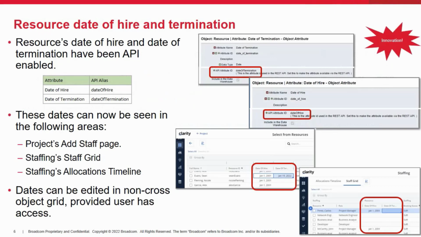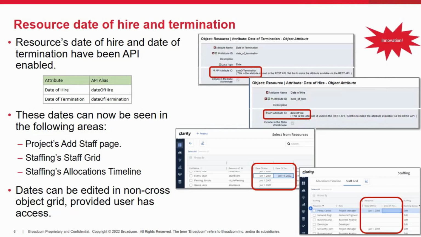So let's first talk about the resource date of hire and date of termination. This was deemed as one of our quick wins, and essentially what we did is, for these two attributes in the resource object, we have API enabled them, and we have populated the API alias for them. The values are as follows. The date of hire will have dateOfHire, and date of termination will have dateOfTermination, where the date is lowercase, and then Hire and Termination both start with upper case letters.